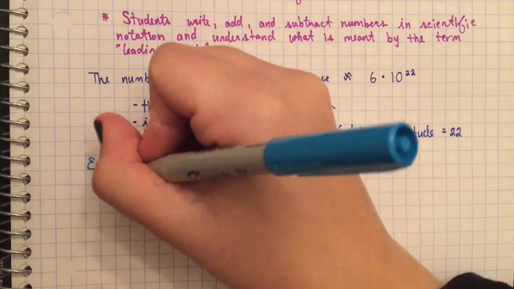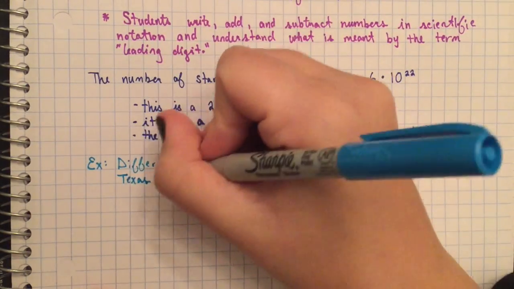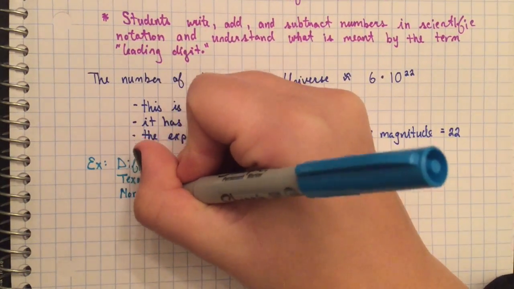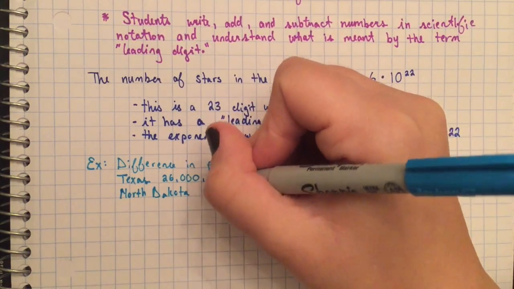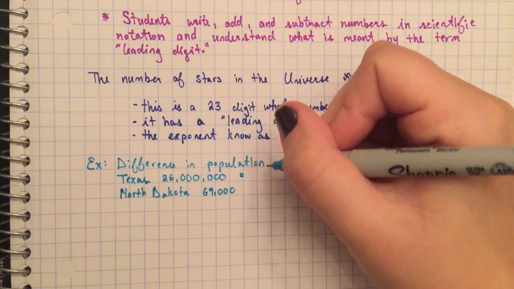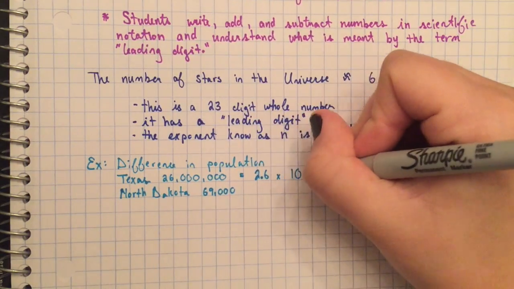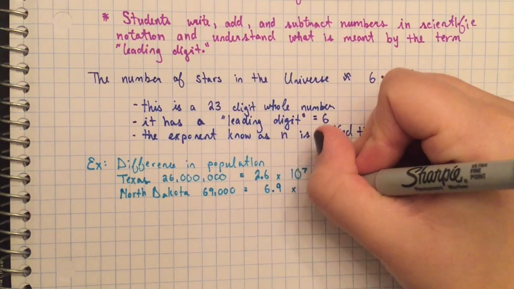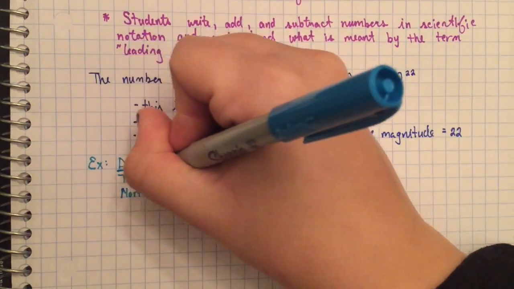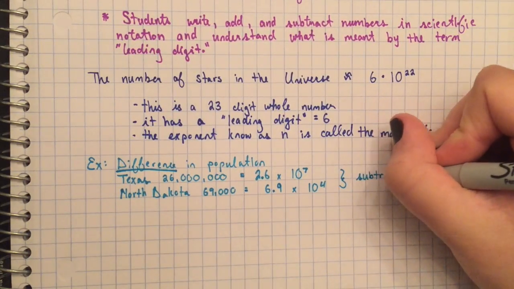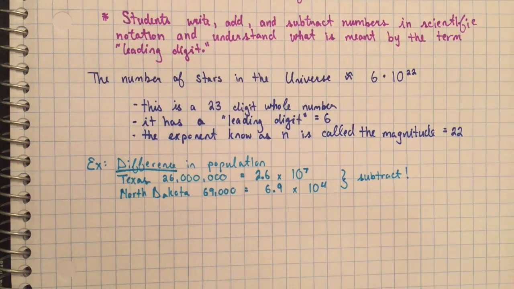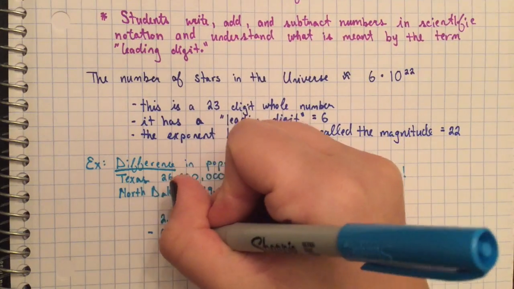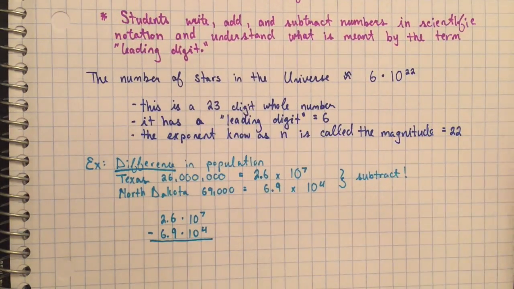The difference in population between Texas and North Dakota. So in Texas, I have 26 million people, while in North Dakota, I have 69,000 people. And I'm going to write these values in scientific notation so that it's easier for me to subtract because it's asking me to find the difference. The difference is the solution when I subtract. So I would take the larger number and try to subtract the smaller number. So 2.6 times 10 to the 7th power minus 6.9 times 10 to the 4th power.